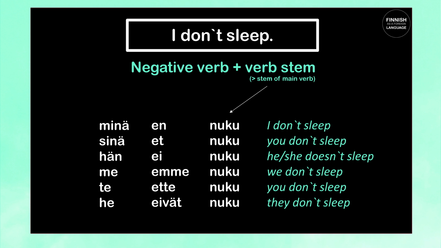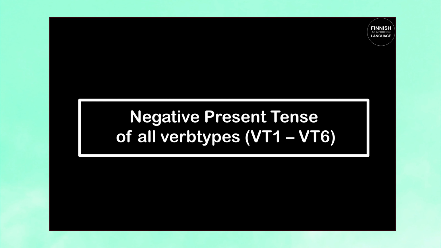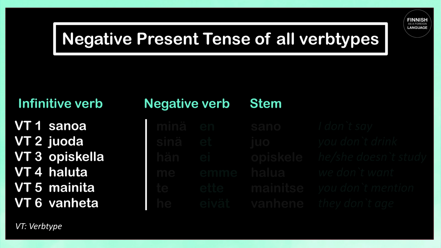So as you see here, the verb stem stays always the same for all persons. In other words, nuku doesn't change. Now let's move on to our next topic, the negative present tense for all the verb types. So on your very left side you see the verb types, and then we see the infinitive verbs which belong to the verb types. So let's start with our first verb.